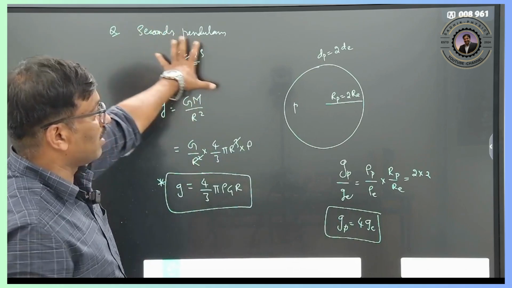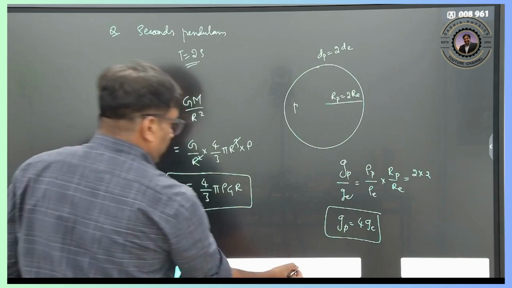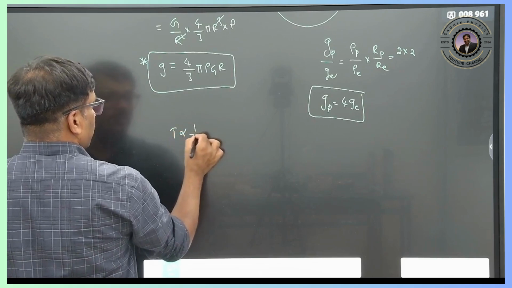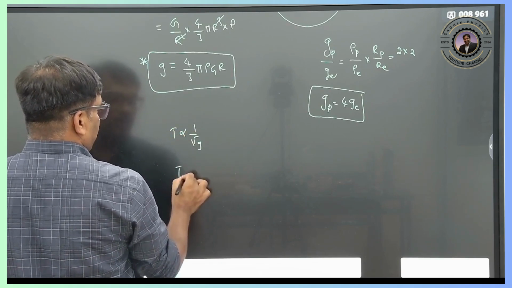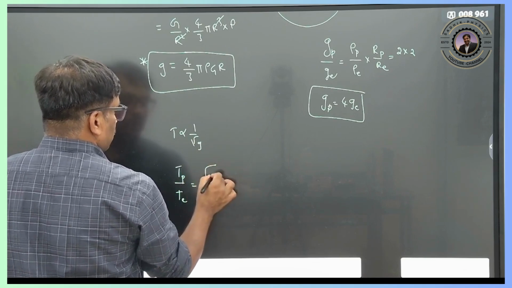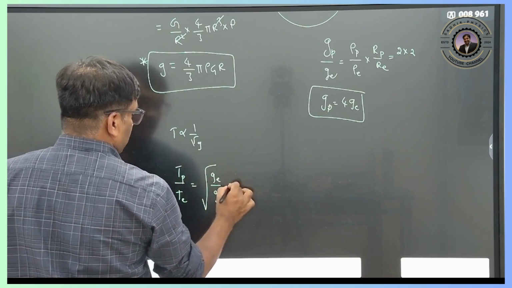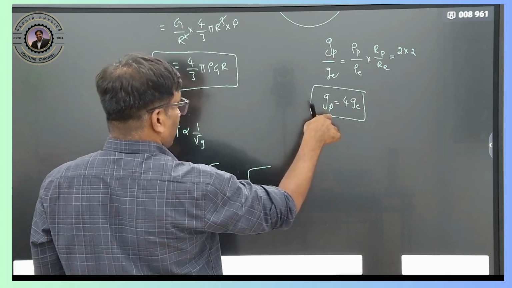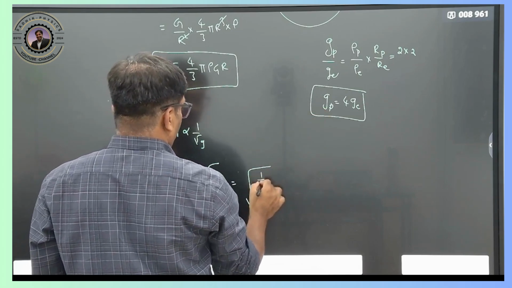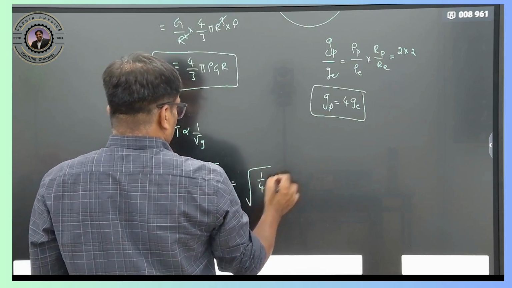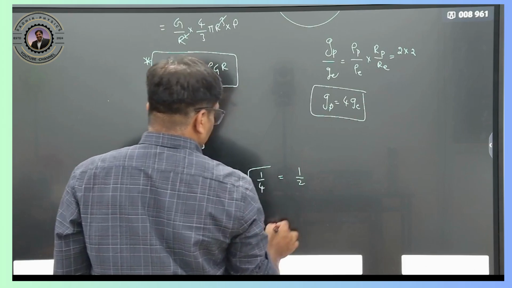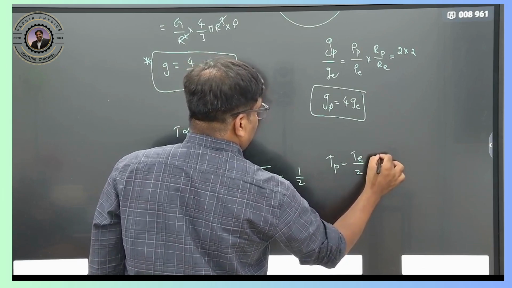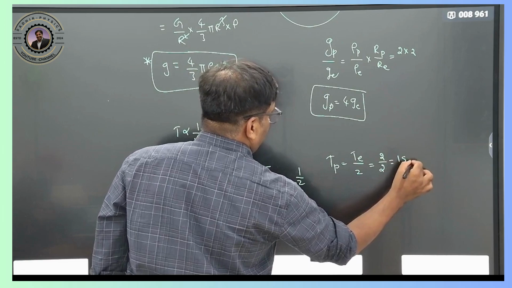So if you take the seconds pendulum to this planet, how will it behave? You know that time period is inversely proportional to the square root of g. So time period on the planet by time period on the earth is the square root of g on the earth by g on the planet. Therefore it will be 1 by 4 under the root, so 1 by 2. So time period on the planet equals time period on the earth by 2. Time period on the earth is 2, so 2 by 2, therefore it will be 1 second.